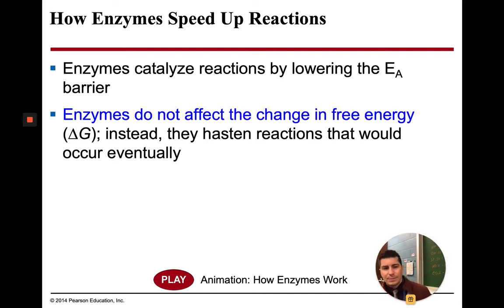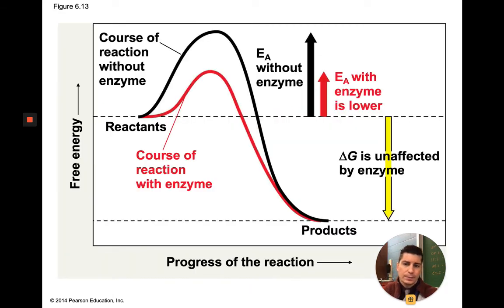So we still have the same amount of energy if we use an enzyme. The enzymes do not change that amount of energy. Okay, so here, the red line, enzyme is present. The black line, the enzyme is absent. All right, but still, the change of G would be the same in both of these.